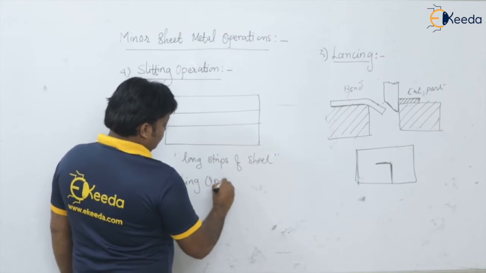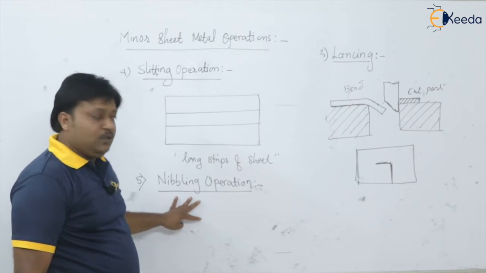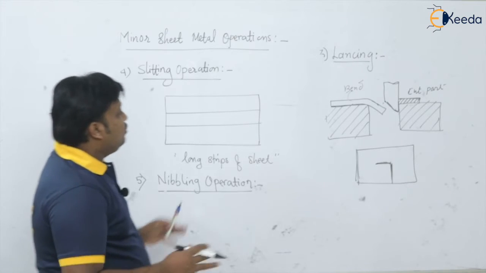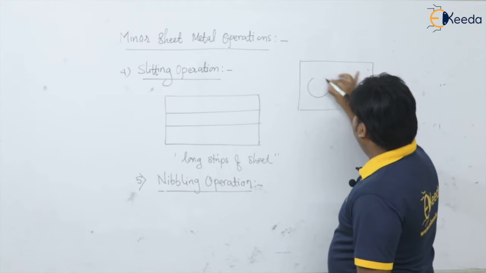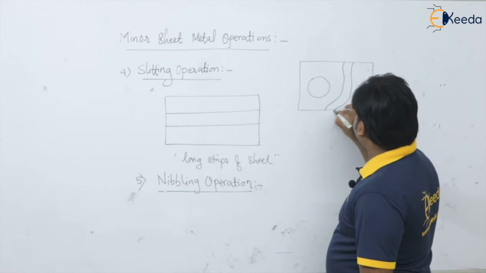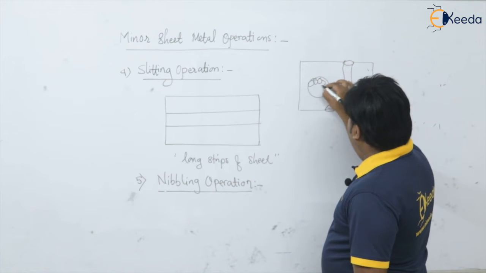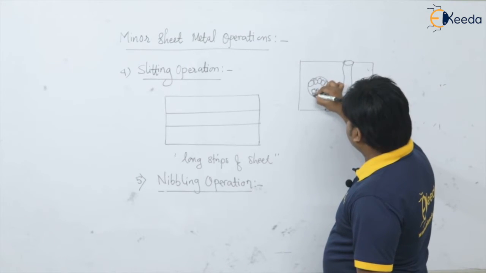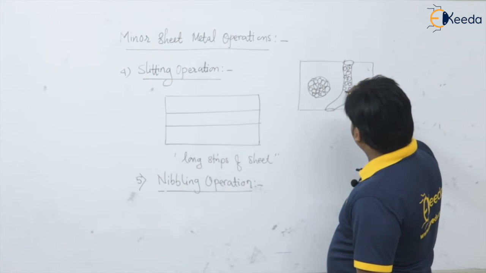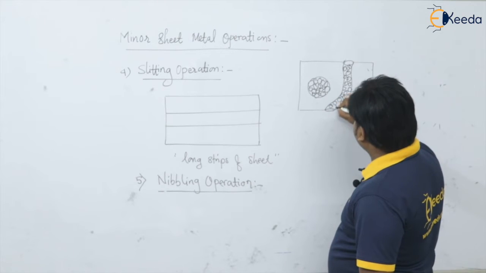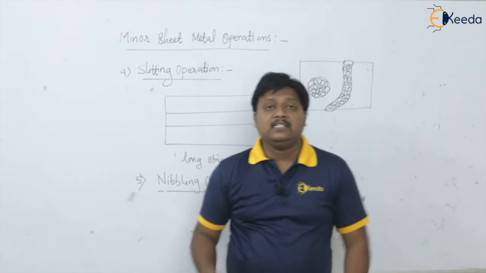Nibbling operation. So we are discussing all the minor sheet metal operations. In the nibbling operation, we use a small punch. Suppose we are going to produce one big hole in a given sheet, or some required contour. By using many small punches, like this, we are going to get this hole or this contour. So this is the nibbling operation. In simple terms, the production of one big hole by using many small punches is known as the nibbling operation.